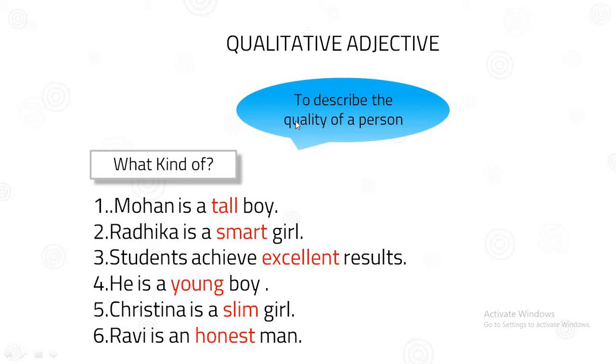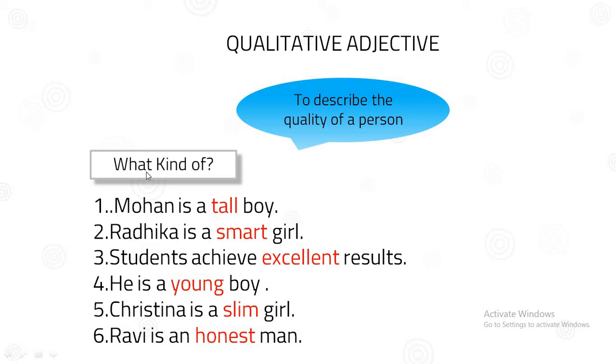Qualitative adjective means the adjective that describes the quality of a person. How do you define the quality of a person? Whenever you need to define it, we ask ourselves a question: what kind of a person he is? What kind of? So the answer would be, he is a tall boy. Mohan is a tall boy. Radhika is a smart girl. Students achieve excellent results. He is a young boy. Christina is a slim girl. Ravi is an honest man.